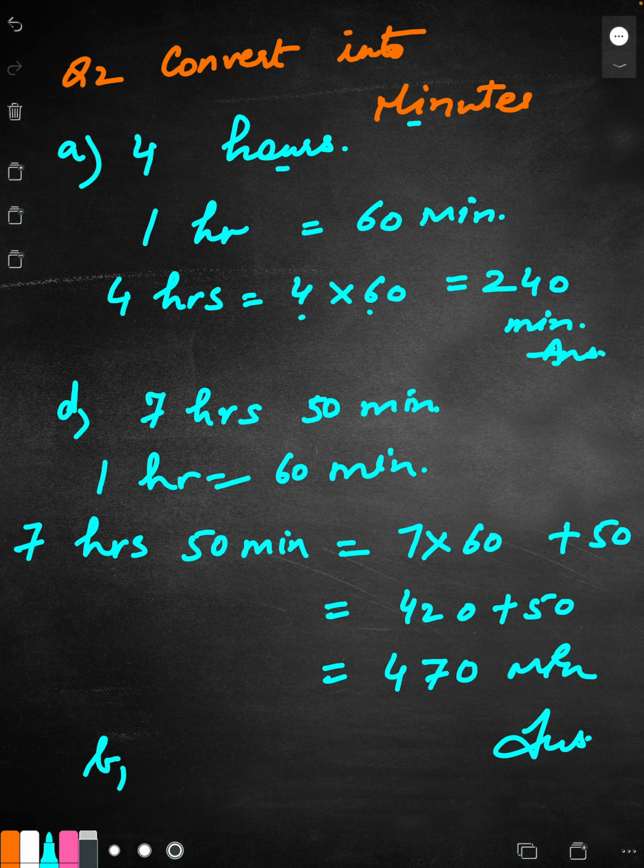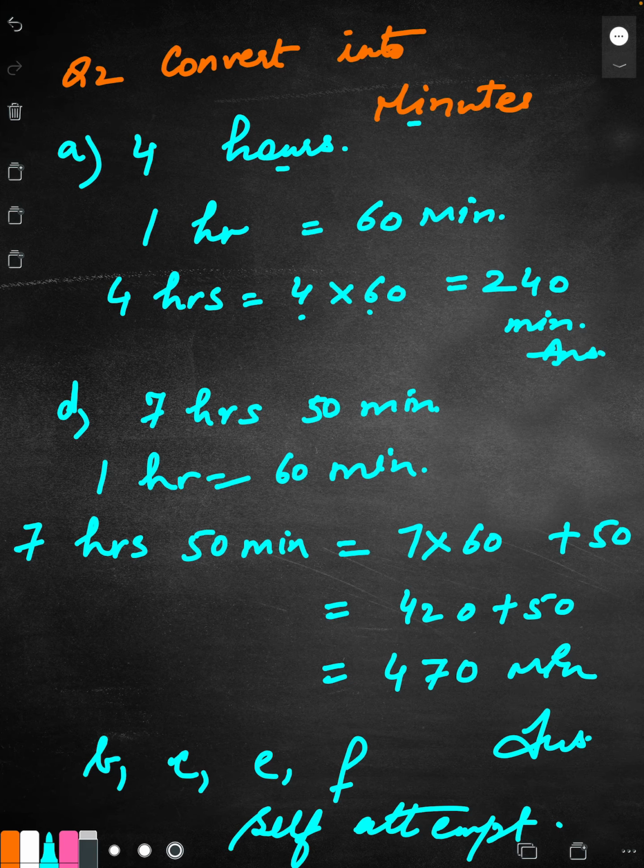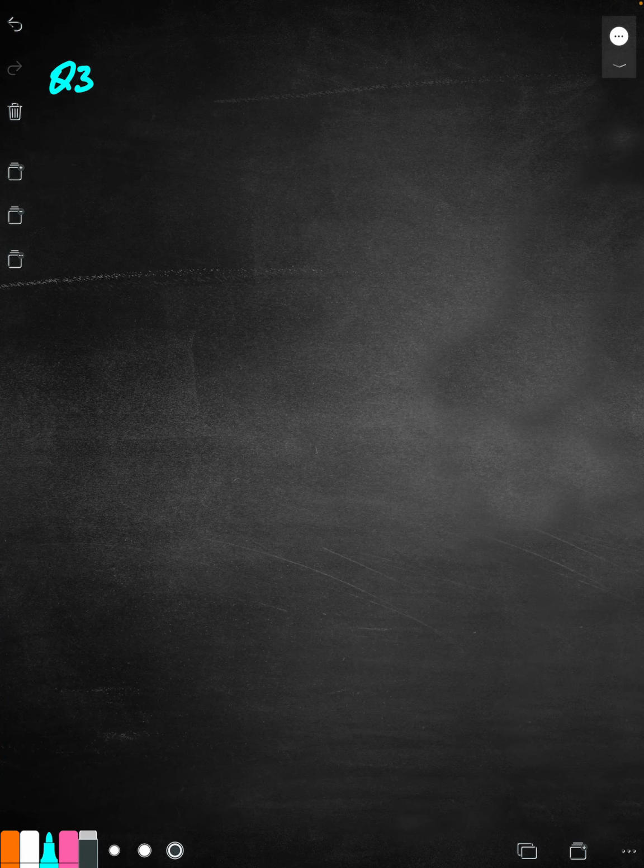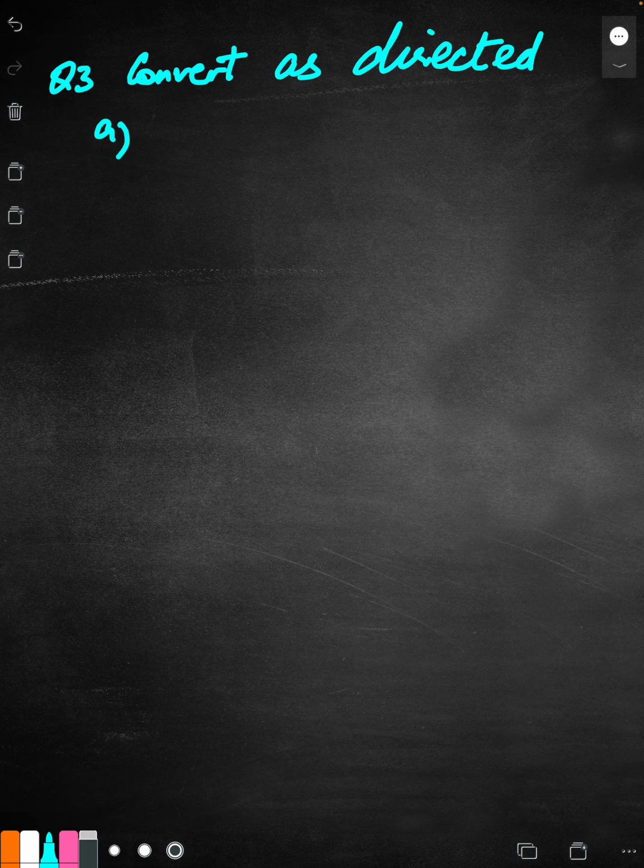So, dear students, part number B, C, E and F are your self-attempt questions. Kindly do them. Let us come to the question number 3. It is having 2 parts. The first question says, the question is again convert as directed. As directed means as is said in the question. The first part is 10 minutes, 20 seconds, and I have to convert it into seconds.